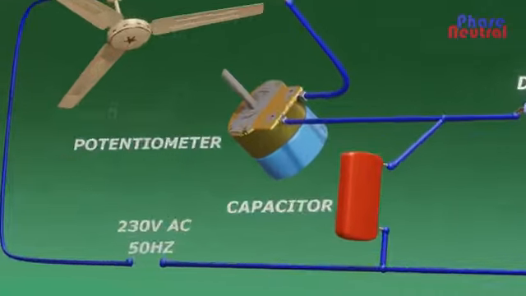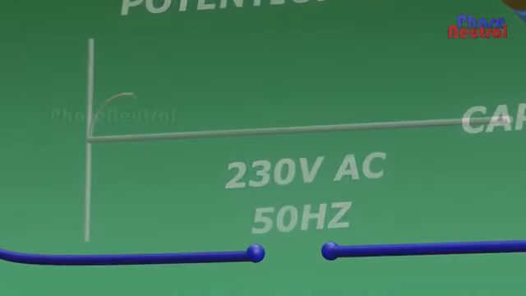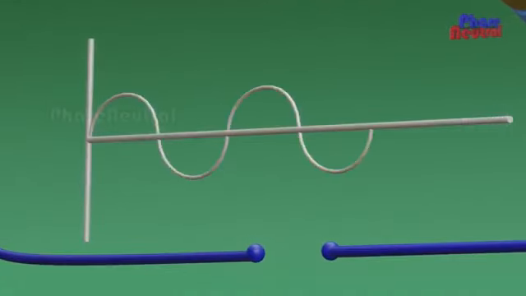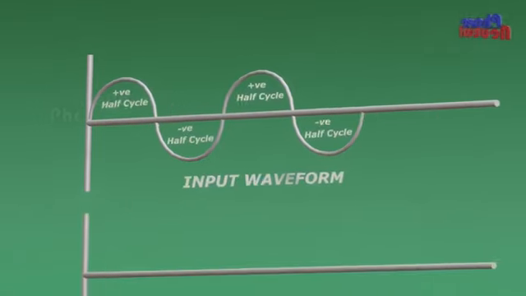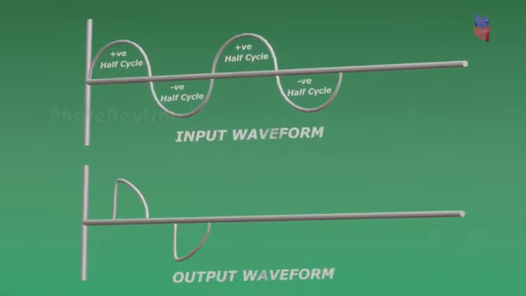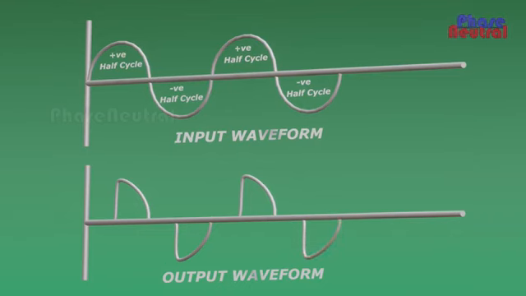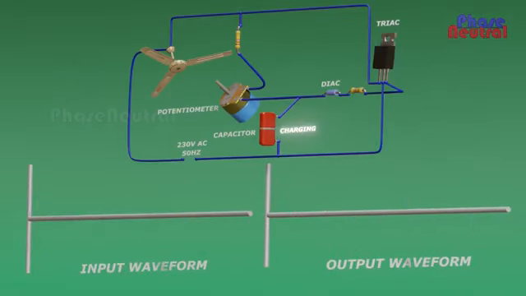The alternating current has positive and negative half cycles. When we give this input to the movable type electronic fan regulator circuit, it produces a phase angle cut waveform for the fan motor. When the voltage across the capacitor reaches more than the breakover voltage, the diac starts conducting. And the capacitor starts discharging towards the gate terminal of the triac through the diac.